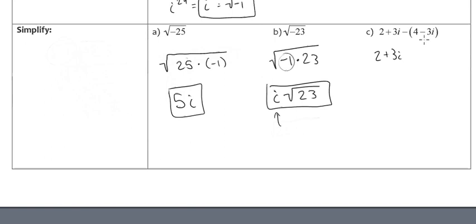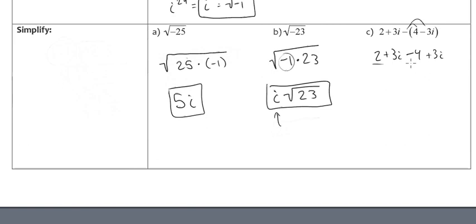So we move on to exponents. There's no exponents to deal with. Well, there are exponents in the i itself. It's the square root of -1, but there's nothing we can do with that at this point. And so then we move on to multiplication and division and distribute out this -1. So it's 2 plus 3i minus 4, and then -1 times -3i is plus 3i.